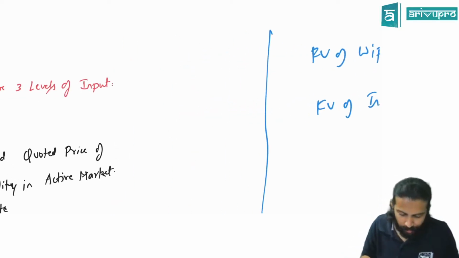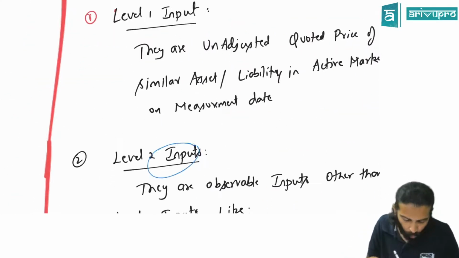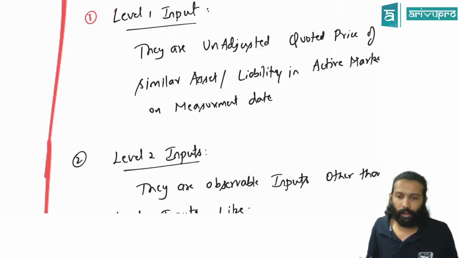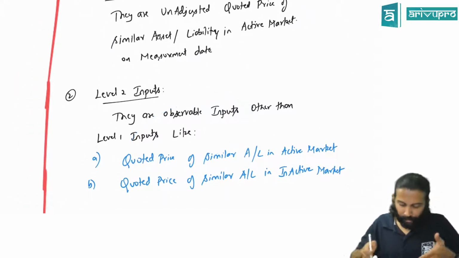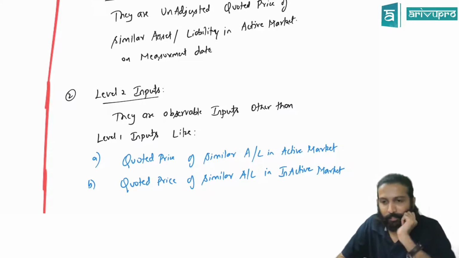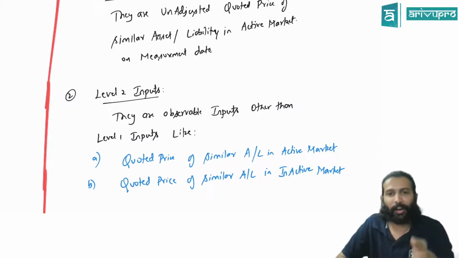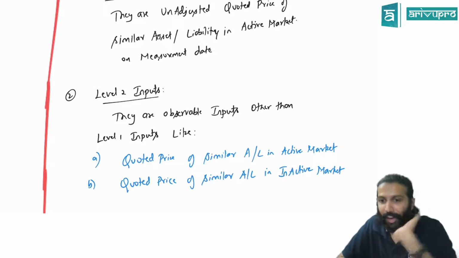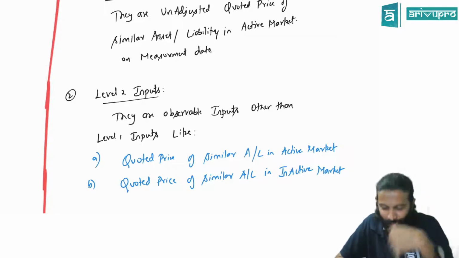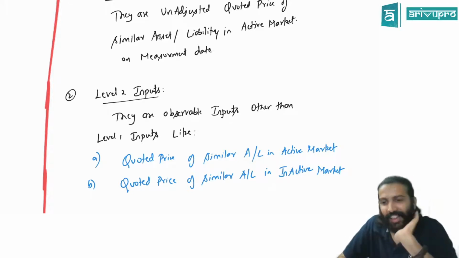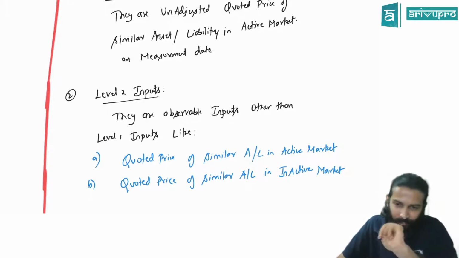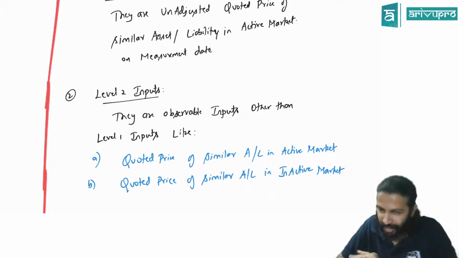If you're doing those adjustments, then we call it level 2 inputs. Or to give you another example, let's say I'm trying to find out the fair value of my iPad. They released one iPad in yellow color. I got excited and bought it at that time. Let's say I bought a yellow iPad and I've used it for 20 months now.